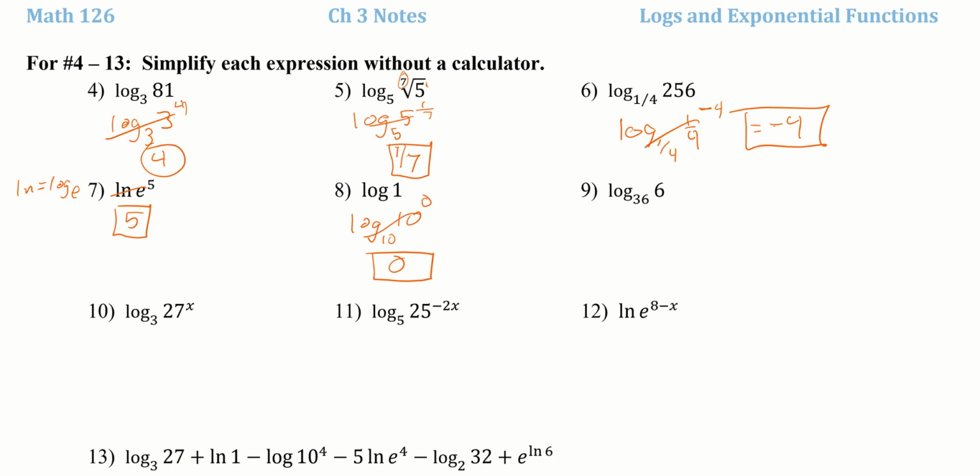Now the next one, we want the bases to match. So we can't change the base of the log, so we just change the base of the exponent. Now here, the tricky part is, how do I go from 36 back down to 6? What I tell my students is when you're going from a big number down to a small number, well, how would I go from the small number to the big number?